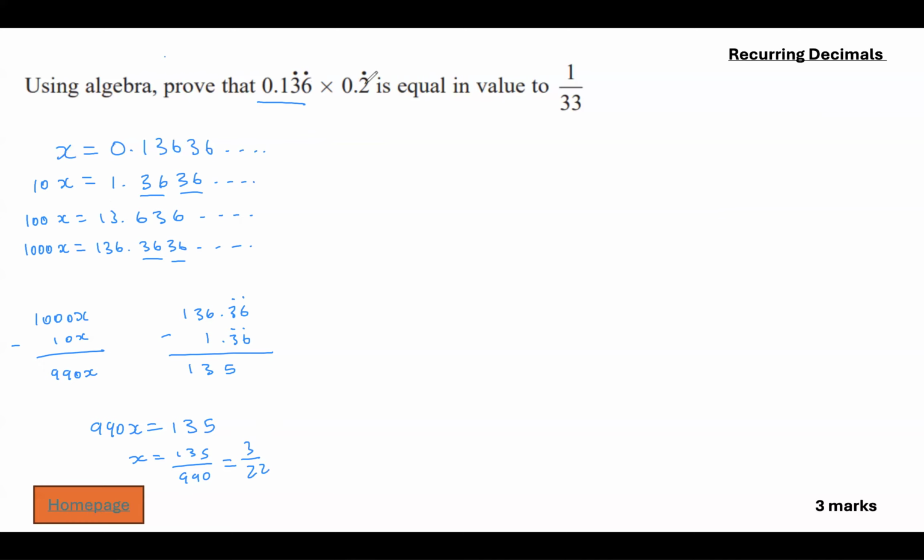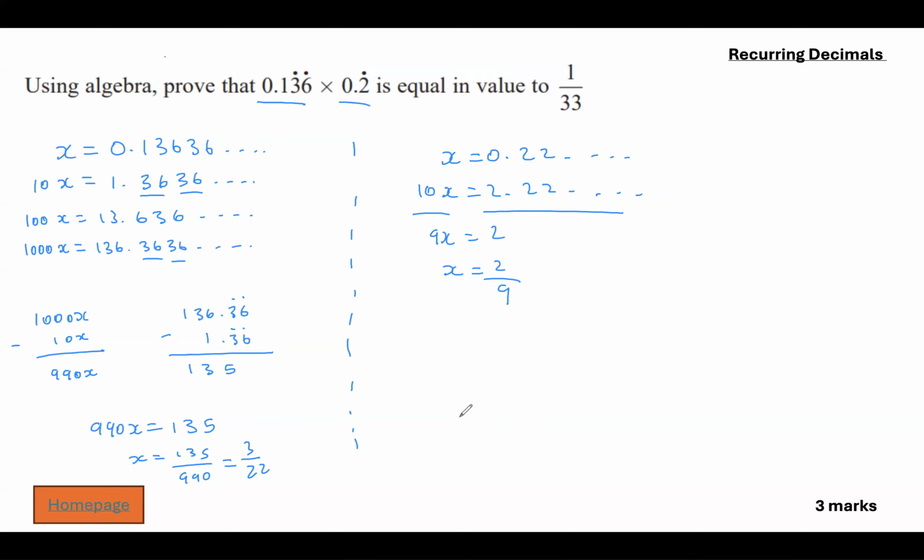So now let's have a go at converting 0.2 recurrent. So we can say let x be equal to 0.22 recurrent. 10x is going to be 2.22 recurrent. So this one's quite simple. We can subtract the two together. So 10x minus x leaves us with 9x. 2 minus 0 is still 2. So x is equal to 2 over 9. And if you type 2 over 9 into your calculator, you get 0.2 recurrent.